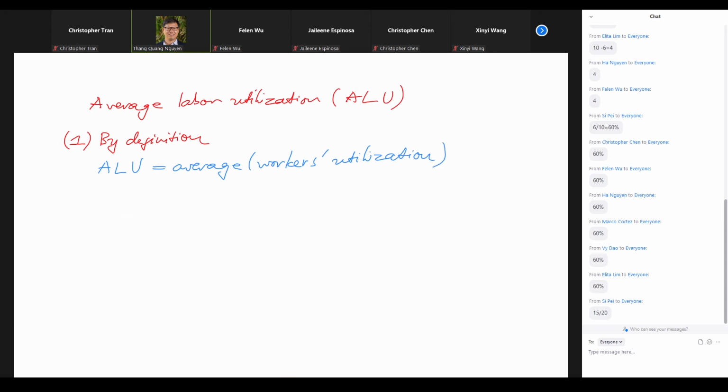Here we look at the workers. We know each worker utilization, so we calculate the average over them. Then we're going to find the average labor utilization. Do you know what that is here? Let's try.